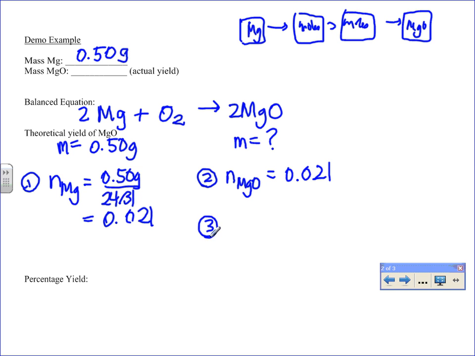The third step is to find the mass of magnesium oxide. The mass of magnesium oxide is equal to the moles of magnesium oxide times the molar mass of magnesium oxide, which is 39.3. And in this case, we find that we get 0.825 grams. It would be a really good idea for you to make sure that you're also doing the steps along the way so that you understand where the numbers are coming from for this question.